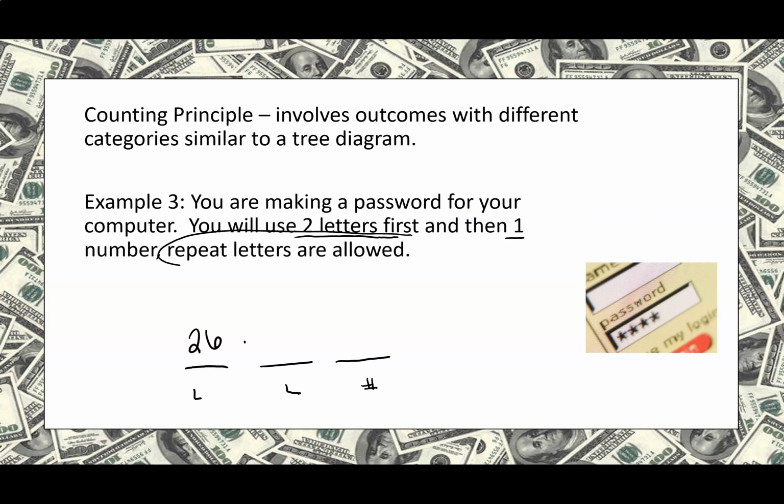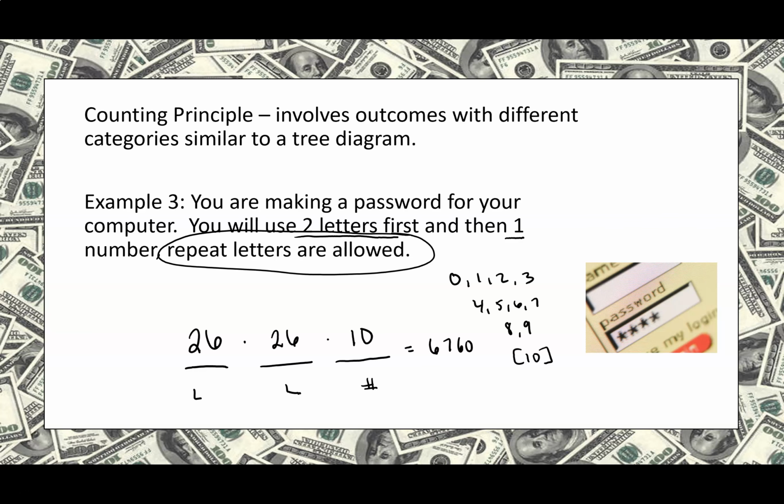And this does say that repeat letters are allowed, so let's say I chose an S for this, I can choose an S again, so that means I've still got 26 options. And how many numbers do I have? Well, you've got 0, 1, 2, 3, 4, 5, 6, 7, 8, and 9. That's a total of 10 options right there. So we're going to have 10. And of course, we're going to multiply all 3 of these, and that's going to give me a total of 6760 outcomes.